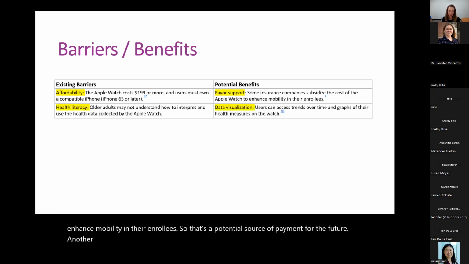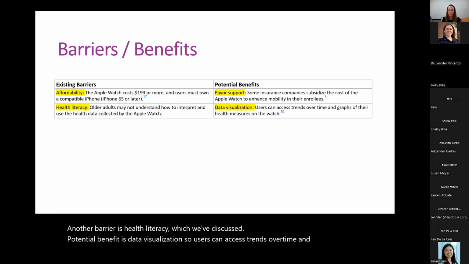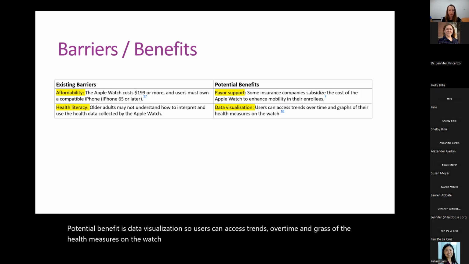Another barrier is health literacy, which we've discussed. A potential benefit is data visualization. So users can access trends over time and graphs of the health measures on the watch. So that could be a motivator.